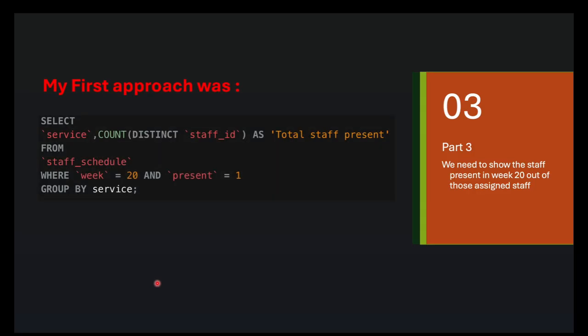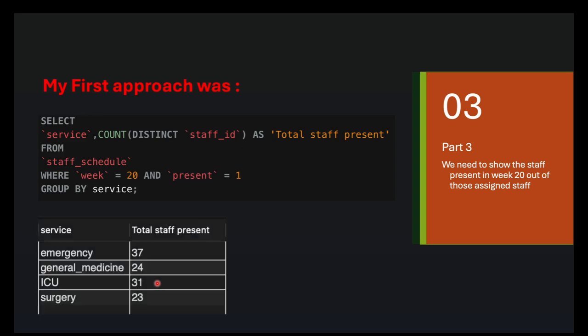In part 3, my first approach was: select service, obviously, count of distinct staff ID from staff schedule where week is 20 and present equal to 1, group by service. This will give this output.